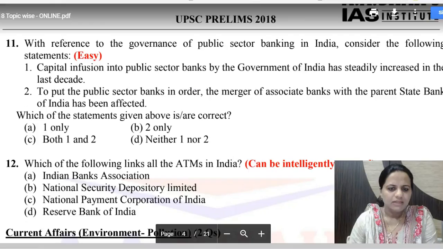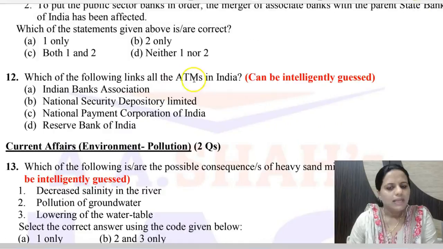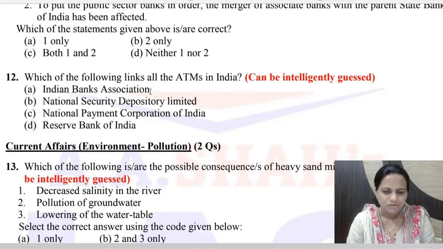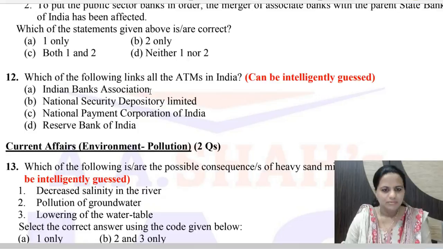Then 12th one, which of the following links all ATMs in India? So the four options are given: Indian Banks Association. So this is actually a banks association. It's not an official government body. So it will of course not link all ATMs. Second is National Securities Depository Limited. That is regarding securities. Now ATMs do not have anything to do with securities. Then third option is National Payments Corporation of India, and fourth is RBI.